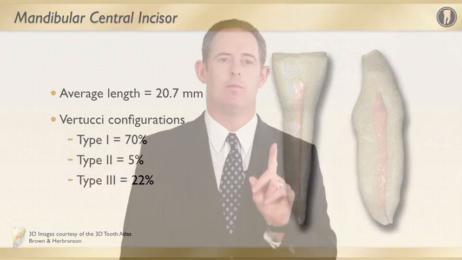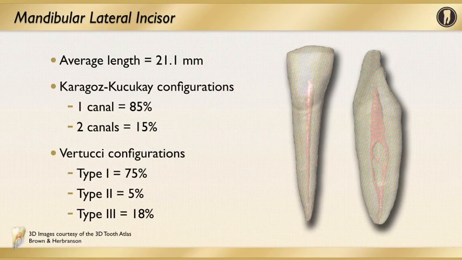So you really have to keep in mind when you are accessing and treating these mandibular incisors that there could be a second lingual canal, and often there is. Next is the mandibular lateral incisor. The average length is just the same as the central incisor, 21 millimeters. Now, thankfully, the majority of these cases have one foramen and don't have 2 separate foramina.